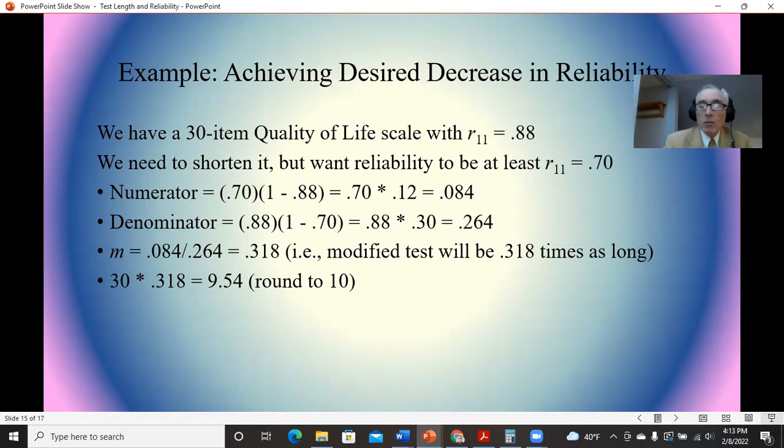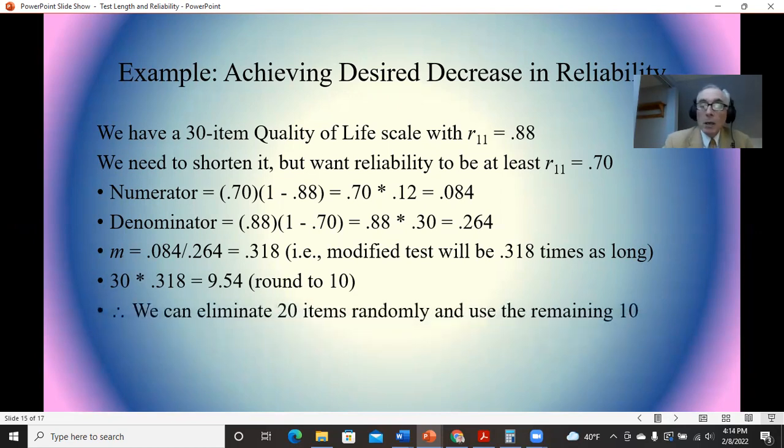Always play the safe direction with this. And so we could actually eliminate up to 20 items randomly and just use the remaining 10. There we go. All right.